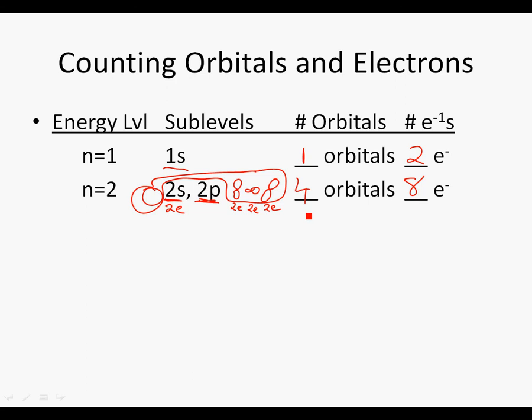Something to point out is the 2p is called a sublevel, whereas each individual shape in there is called an orbital. The 2s is also called a sublevel, even though it only contains 1 orbital.